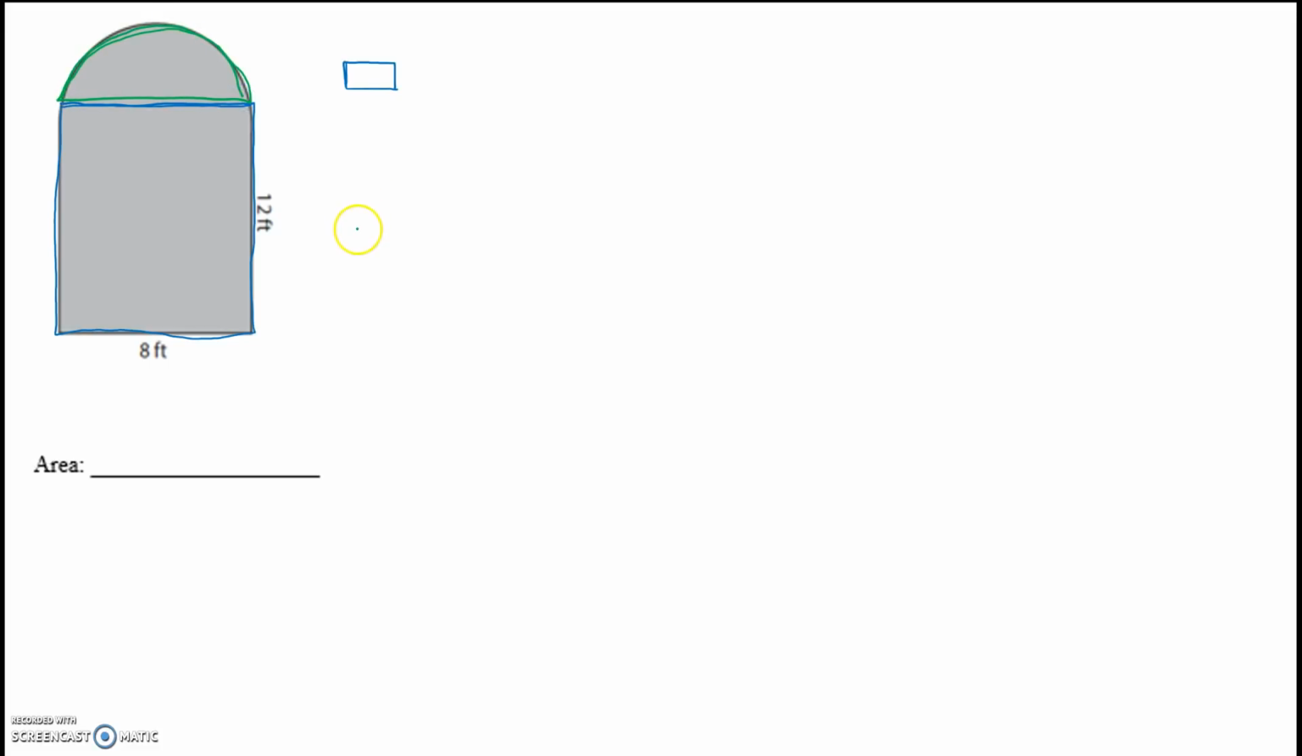Okay, so I go ahead and draw my separate pictures, and then I'm going to find the area of each. So for a rectangle, I'm looking on my formula chart. It tells me that the area of a rectangle is base times height. So I always write the formula first, and then I'm going to plug in my numbers. So I have 8 is my base here, and 12 is my height here. Since we're multiplying, it doesn't matter which order they go.